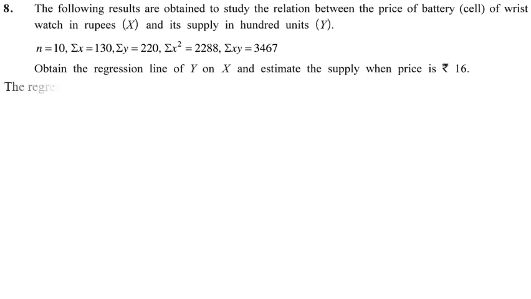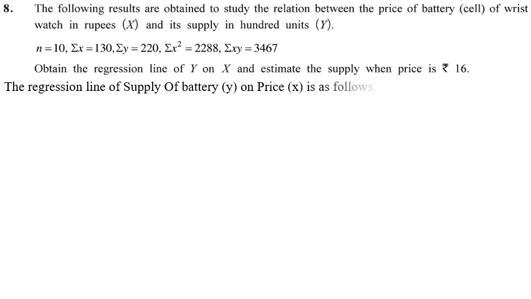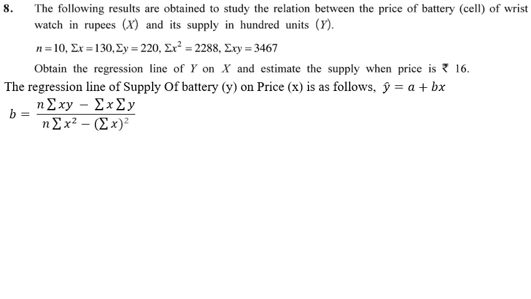We will start, as usual, by giving the title: the regression line of supply of battery, that is the y variable, on price, that is the x variable, which will be y cap is equal to a plus bx. What we are going to do is start with the formula. This is a big formula. B is n summation xy minus summation x summation y divided by n summation x square minus summation x the whole square. Now we will put the available values into this equation.